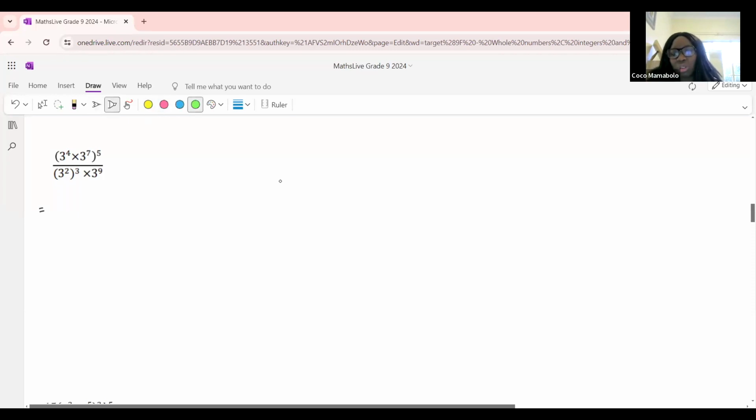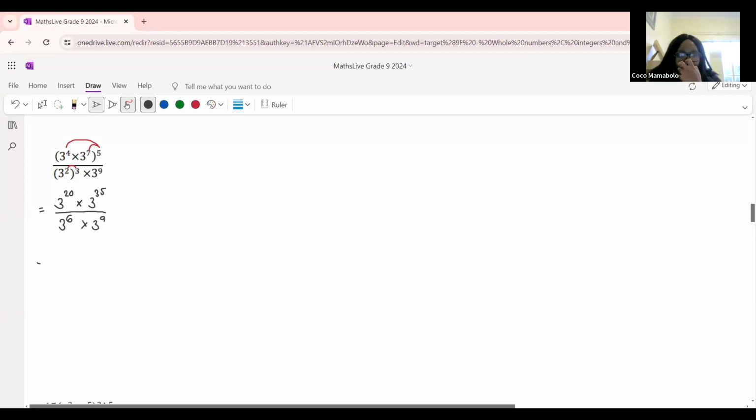If you look at the question very closely, there's a base of 3, a base of 3, a base of 3, and a base of 3. So everywhere we already have the same bases. So this is actually quite a simple question if we think about where the answer is going to go. First thing we're going to do is get rid of the brackets. We're first going to take that 5 and distribute it into each of these, and we're going to take that 3 at the bottom and distribute it in. So what we're going to end up with on the top is 3 to the power of 20 times 3 to the power of 35 over 3 to the power of 6 times 3 to the power of 9.